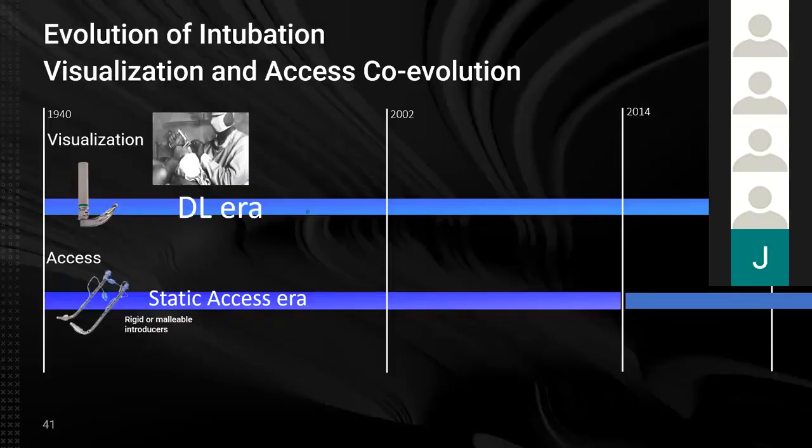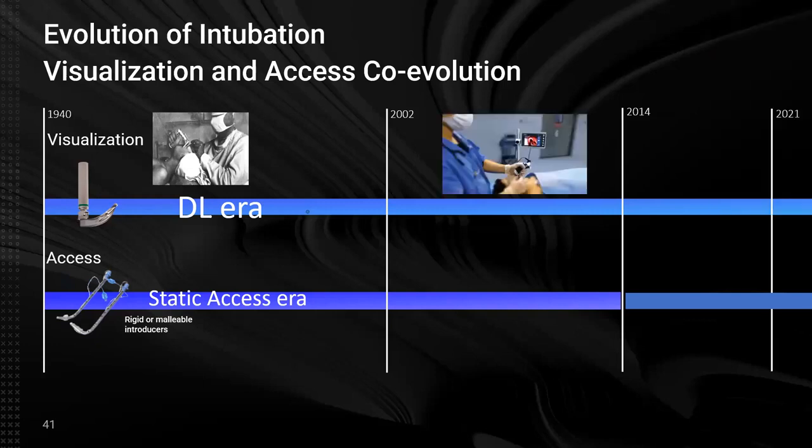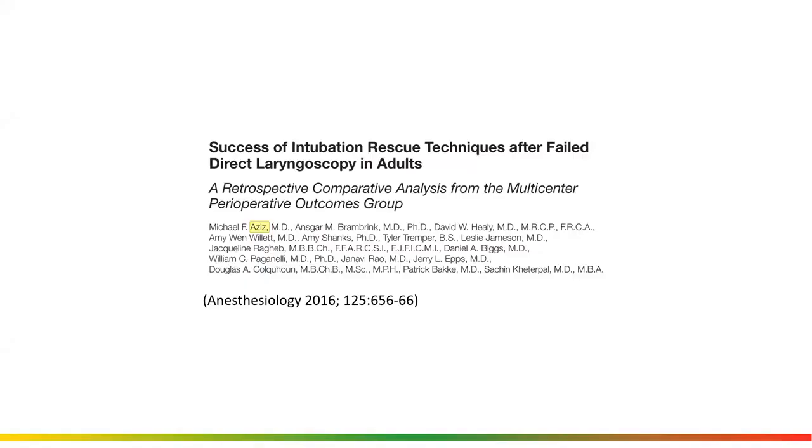So let's go back to our visualization and access coevolution, and we'll run through this one more time. In the static access era, VL improved visualization and made it easy to see. You can become an expert at seeing the glottis with VL in about 5 attempts. With direct laryngoscopy, it's somewhere between 50 and 100 attempts. That's the VL era.